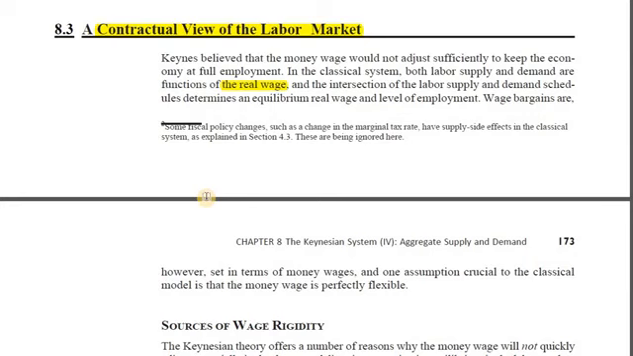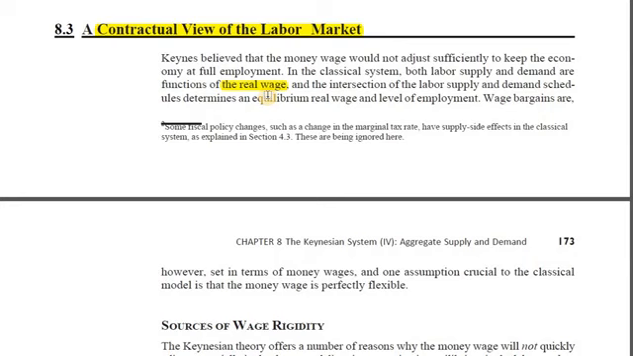Now the classicals are of the view that the real wage always stays constant. That is because prices and wages are perfectly flexible. Suppose prices in the economy have gone down, prices gone down से example अच्छा बनेगा. तो अगर prices have gone down, it means the real purchasing power of the labor has gone up. It means their real income has gone up. It means their real wage has gone up.